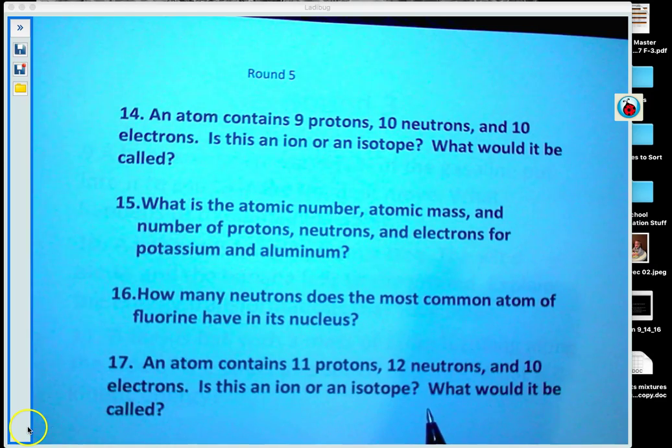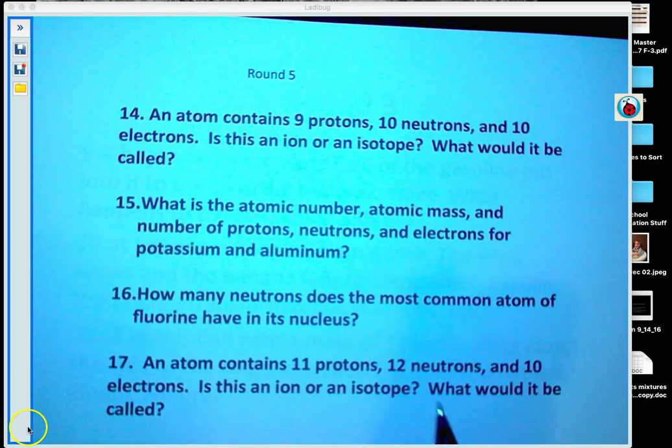It says an atom contains 9 protons, 10 neutrons, and 10 electrons. Is this an ion or an isotope? And I'm pretty sure that Nick asked me this exact question the other day. Can you be an ion and an isotope at the same time? And the answer is yes, you can be anything you want to be.